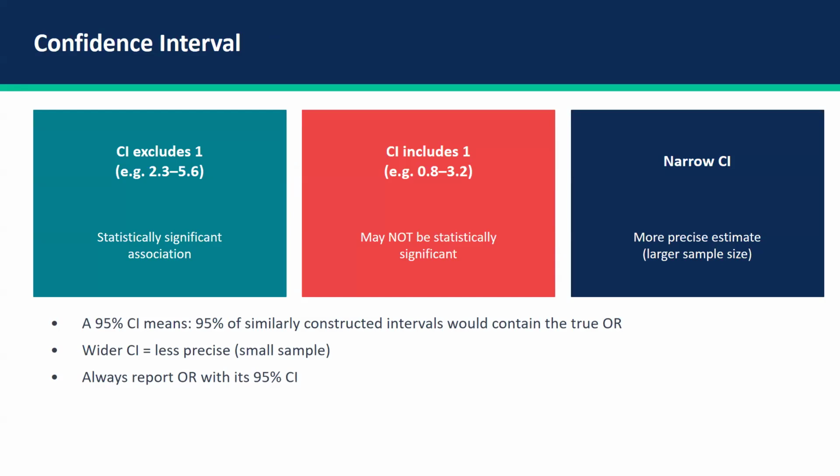So if we talk about the confidence interval, in this case, if it excludes the value of 1, for example, it ranges from 2.3 to 5.6, then we say that the association is statistically significant. But if it includes the value of 1, for example, if it goes from 0.8 till 3.2, then 1 is part of it. So now we say that the results may not be statistically significant. A narrow confidence interval will provide a more precise estimate, but we will have to take a larger sample size.